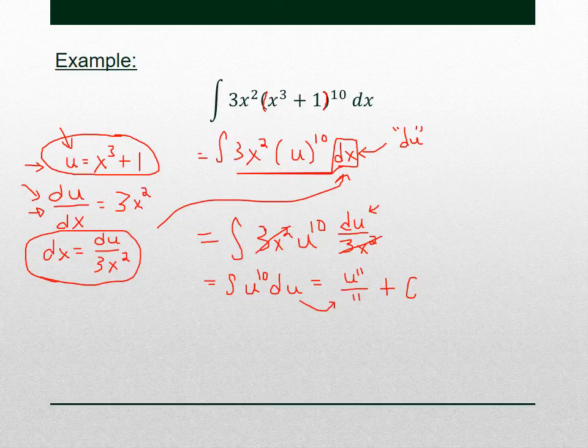But that's not our final answer. We did take the antiderivative, but we want to write that back in terms of x's. This all started with x's, and so we want to finish with x's. And to do that, we're going to plug back in x cubed plus 1 for u. So instead of u to the 11, we'll write x cubed plus 1 to the 11 over 11, and then plus c. All right, and there it is.